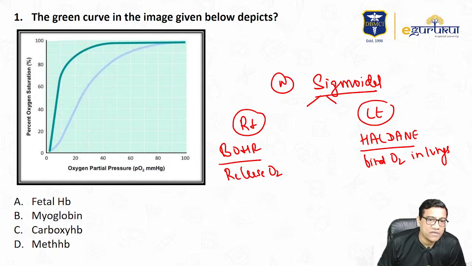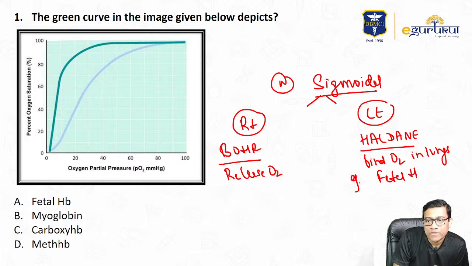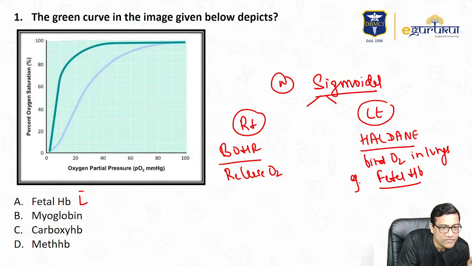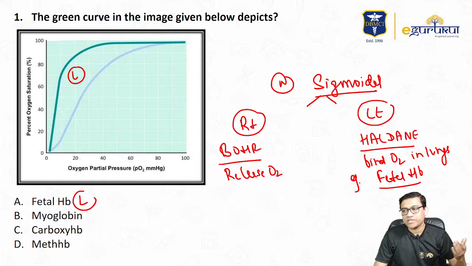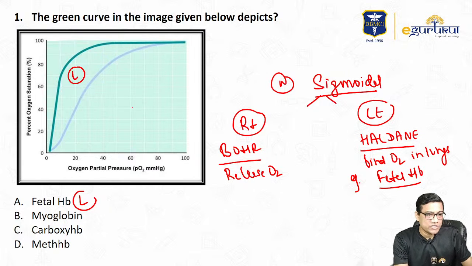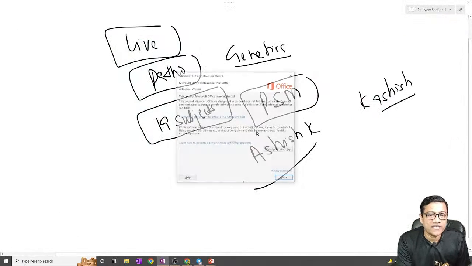Now first question, what is a left shift example? The example is fetal hemoglobin. So fetal hemoglobin will cause a left shift. So this graph is showing a left shift, but the shape is not sigmoidal. It is called a rectilinear hyperbola. What is the shape? It is called a rectilinear hyperbola. I'll just use a separate pen to write this down.